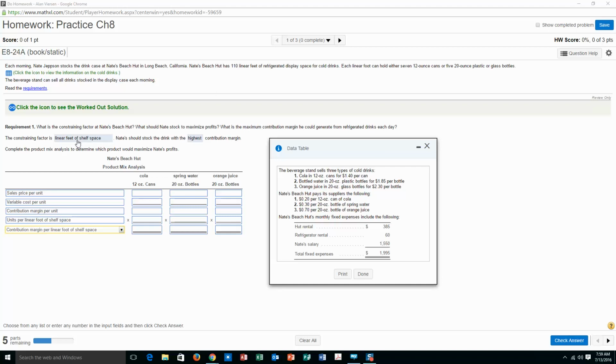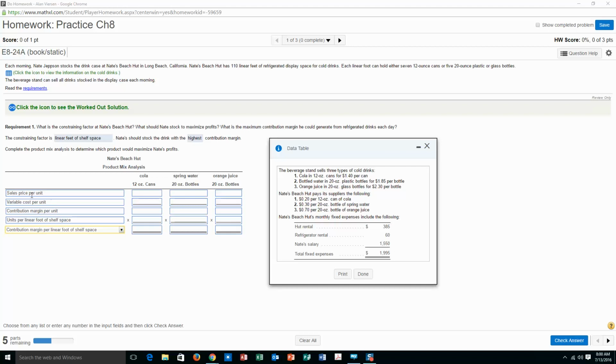And when I do this problem, I kind of think of when I walk into a 7-Eleven store. How do they choose what they're going to put out front? Because they only have a certain amount of prime footage where they can sell their products. So then it says Nate should stock the drink with the highest contribution margin. As we learned from our previous problems, the contribution margin is the key.